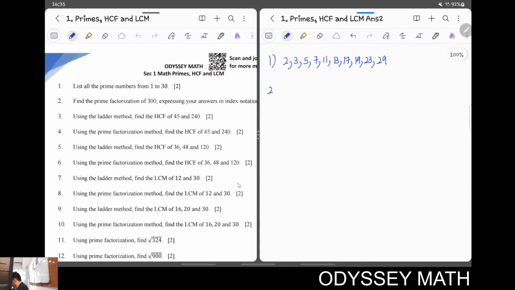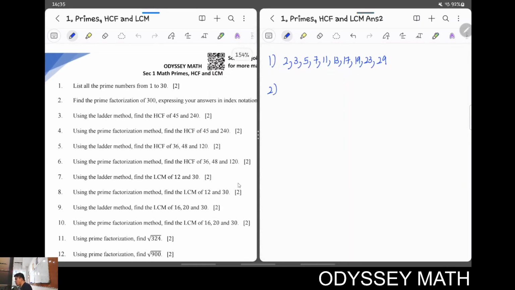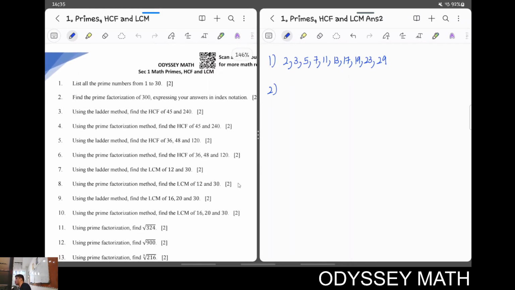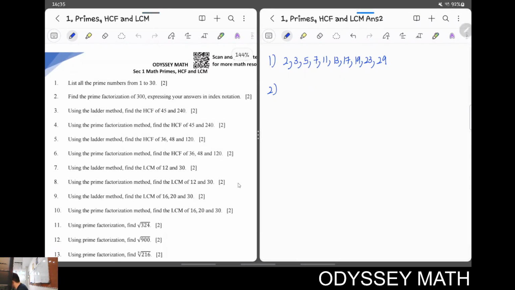So let's do question number 2. Find the prime factorization of 300, expressing your answers in index notation. So we're going to do the ladder method, meaning you're going to put the 300 over here, right? And then after that, we ask ourselves, can it divide by 2? Yes. So 300 divided by 2 is 150. Can 150 be divided by 2?